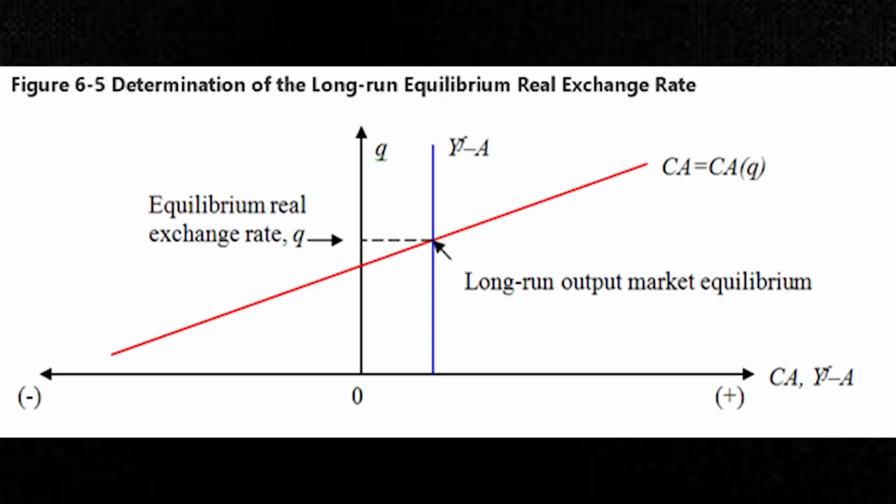You can actually visualize this long run adjustment using this diagram. On the vertical axis, we have the real exchange rate, and on the horizontal axis, the current account balance. The upward sloping red line represents how the current account depends on the real exchange rate. As the domestic currency depreciates, exports rise and imports fall, improving the current account. The vertical blue line shows the difference between national output and absorption, or spending. The point where the two lines intersect marks the long-run equilibrium real exchange rate, where the goods market and external balance are both in equilibrium.